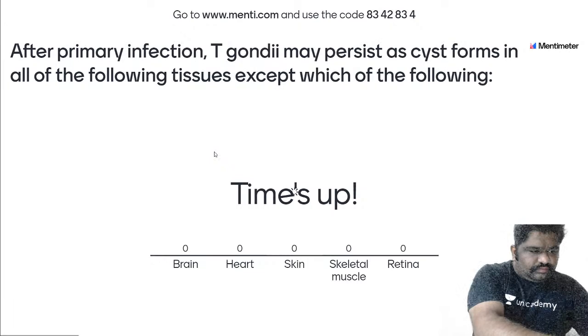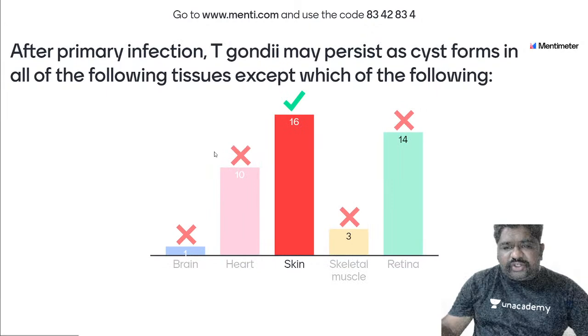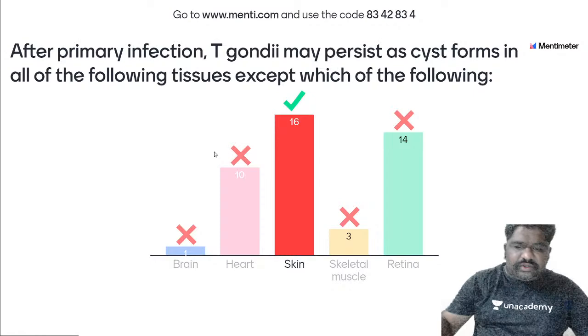Okay, so let's see how many of you got the right answer. So the majority has gotten the right answer. Approximately 16% of the people have given the right answer. Let's go. Well played, people. Nice. So the right answer would be skin.